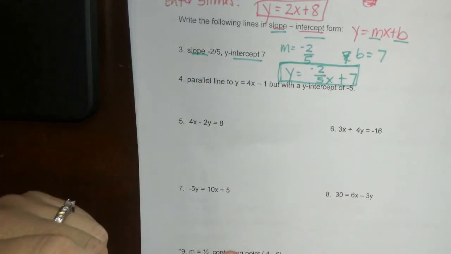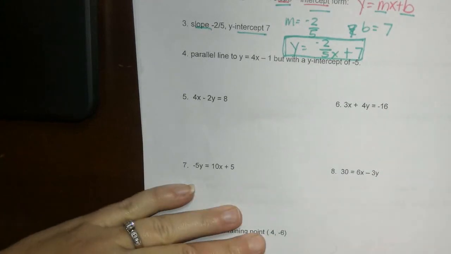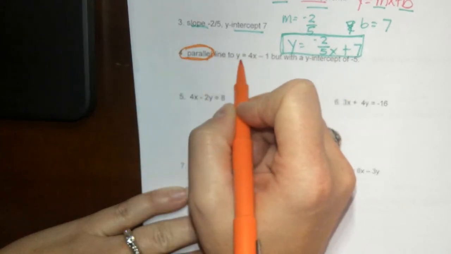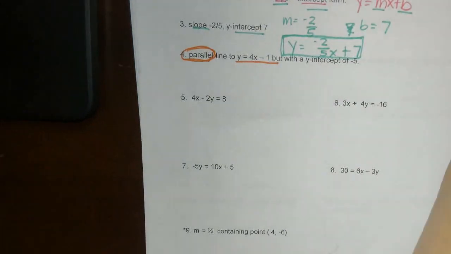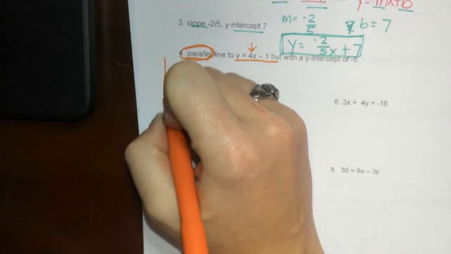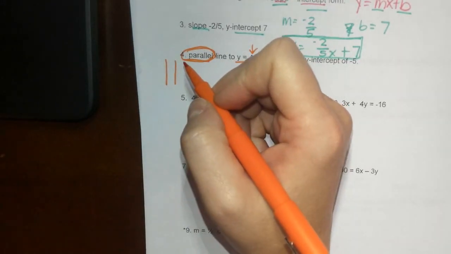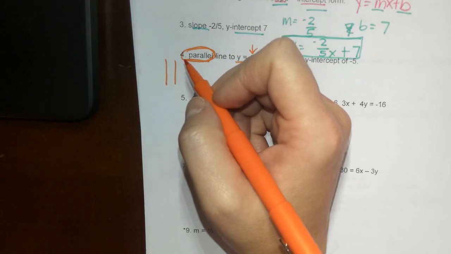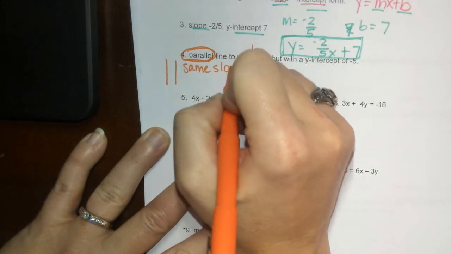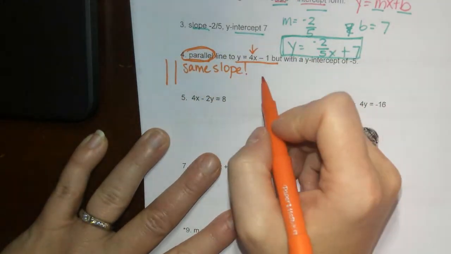Now, let's look at number 4. You might see something like this on your quiz. It might say parallel line to y equals 4x minus 1. We've talked a little bit about parallel lines today in class, but you haven't seen it in this case. But what did I tell you? If they're parallel lines, that means they have the same slope. Let's write that down. If it's parallel, that means the same slope.